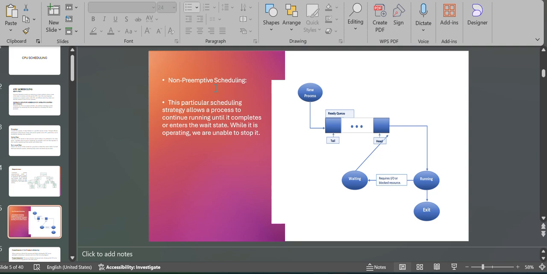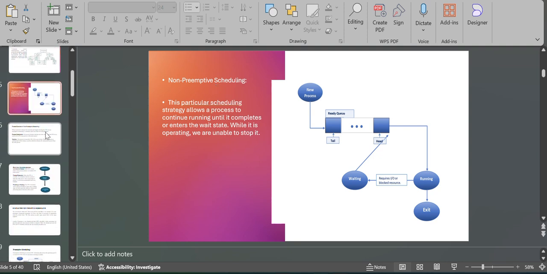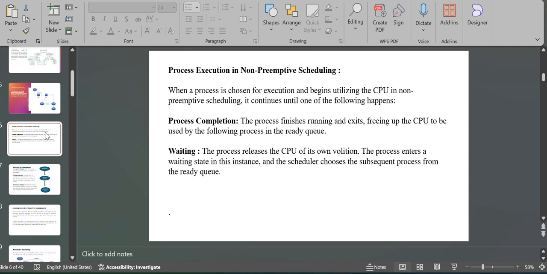Here you can see the definition of non-preemptive scheduling. This particular scheduling strategy allows a process to continue running until it completes or enters the wait state. While it is operating, we are unable to stop it. In process execution in non-preemptive scheduling, when a process is chosen for execution and begins utilizing the CPU, it continues until one of the following happens.